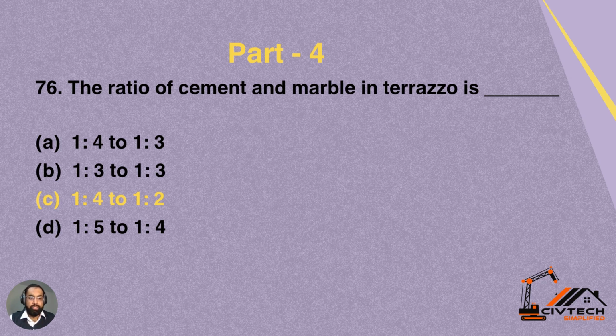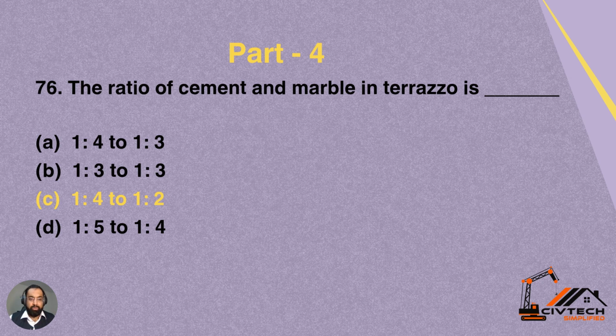It's part 4, question number 76. The ratio of cement and marble in terrazzo flooring is dash. Option A is 1 is to 4 to 1 is to 3. B, 1 is to 3 to 1 is to 3. C, 1 is to 4 to 1 is to 2. D, 1 is to 5 to 1 is to 4. So option C is correct for this question, which is 1 is to 4 to 1 is to 2.